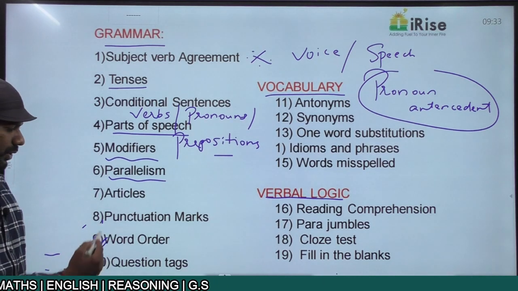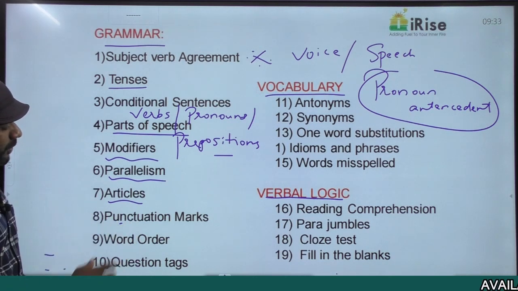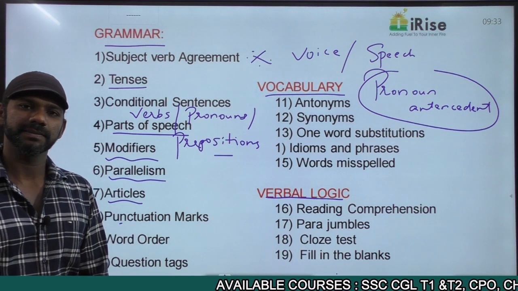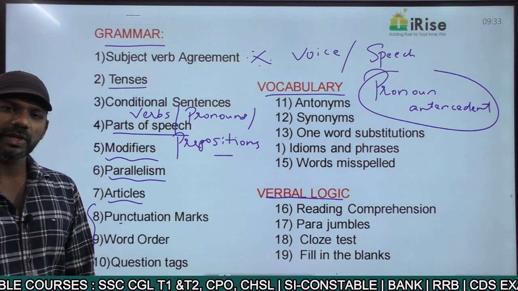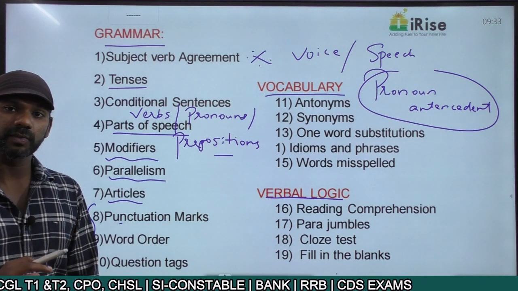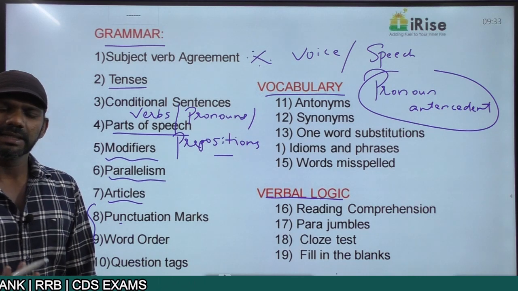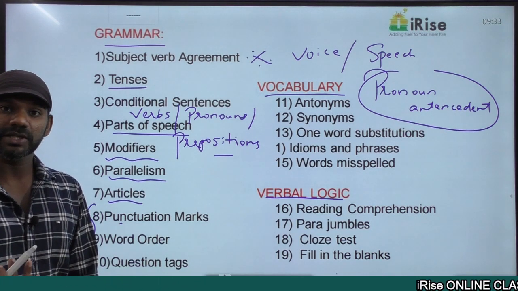Now, articles, you know that, the three kinds of articles, a, an or the. Punctuation marks and word order. You know what punctuation marks are? Colon, semicolon, hyphen, brackets. In fact, punctuation marks deserve a lot of importance while reading. When the position of the punctuation mark changes, the meaning of the sentence gets completely changed. Not only the meaning, but also the charge.